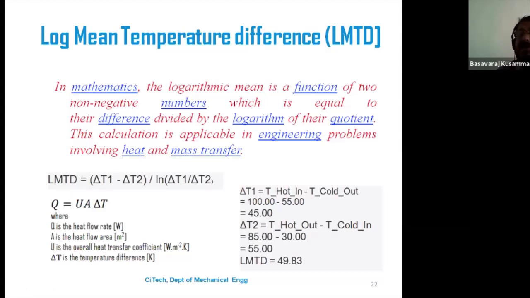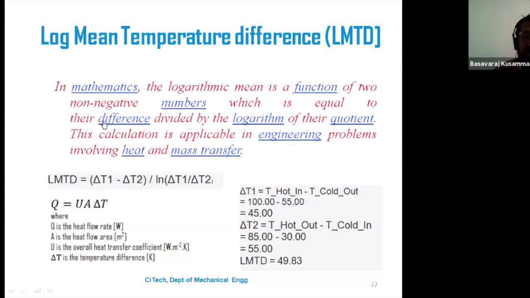Log mean temperature, I think you know this from mathematics. The logarithmic mean is a function of two non-negative numbers. Understand? Two non-negative numbers. Suppose LMTD is delta T1 minus delta T2. What is delta T1? Delta T1 is the difference of the hot fluid and cold fluid at the inlet. Delta T2 is at the outlet, which is also the difference of the hot fluid and cold fluid here.